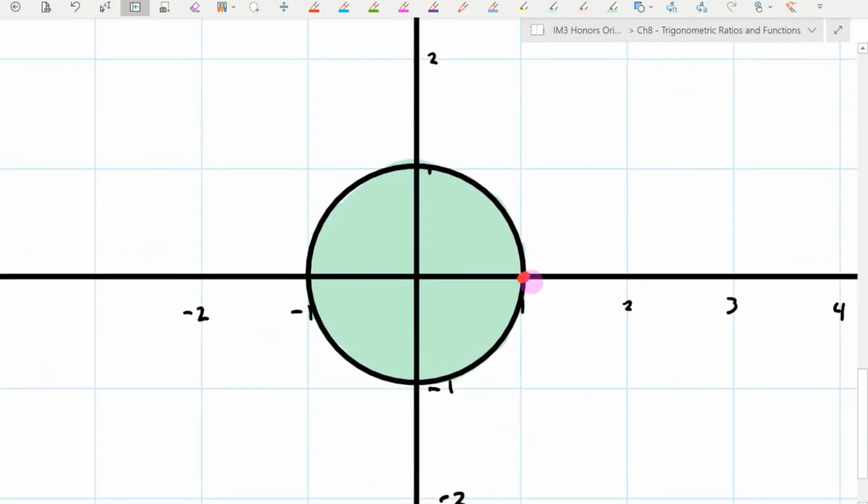that this point right here is 1, 0. This point right here is 0, 1. These are XY points, by the way. This point right here is -1, 0. And this point right here is 0, -1.